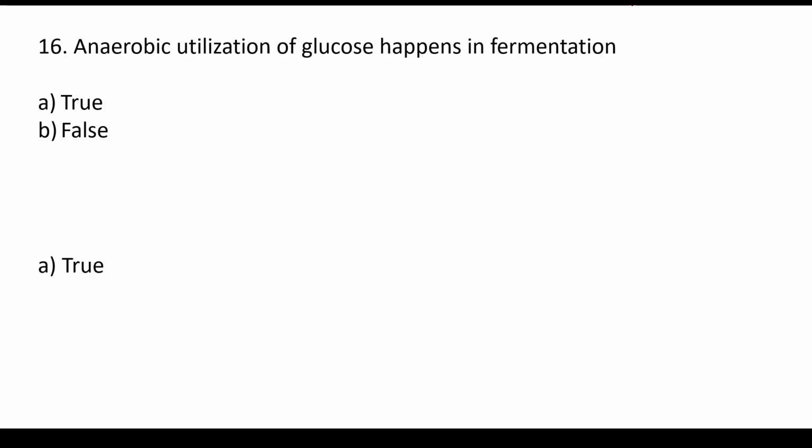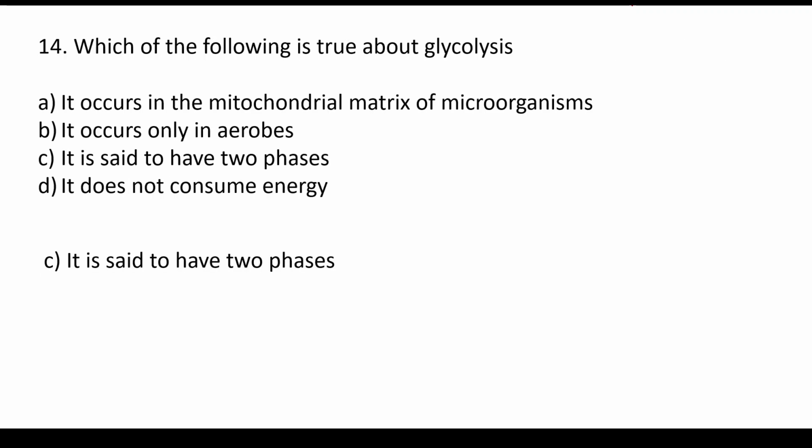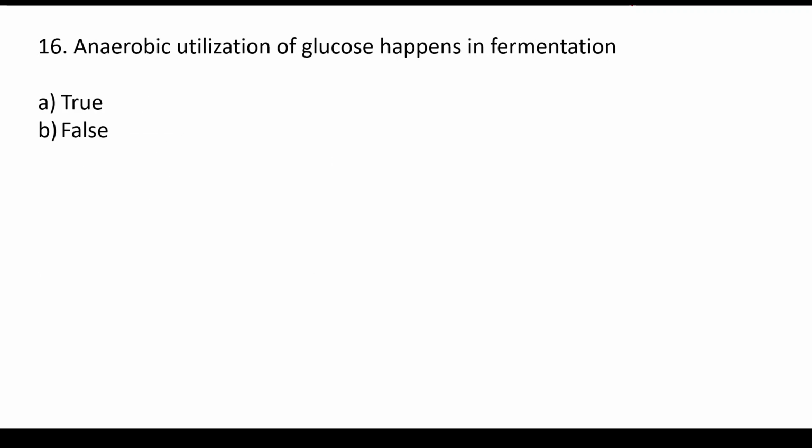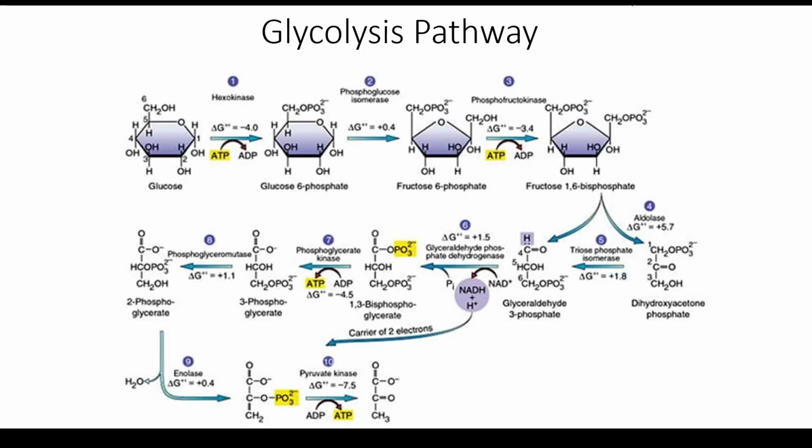So the answer for this question is true. As we have seen in the past question also, glucose utilization happens in both processes, aerobic as well as fermentative. So that's why the answer for this question is true. You have seen in the past question, question number 14, it occurs only in aerobes. So no. It can be used by the anaerobic bacteria as well in the process of fermentation. So that is why the answer for question number 16 is true. Moving forward to the next one.